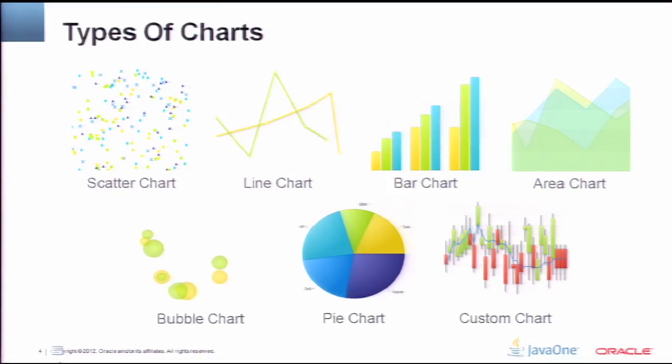In addition to typical UI elements, JavaFX brings a few types of charts, and currently supported are scatter chart, line chart, bar chart, area, bubble, and pie chart. And besides these 6 charts, you can implement, as I already mentioned, your custom advanced chart.